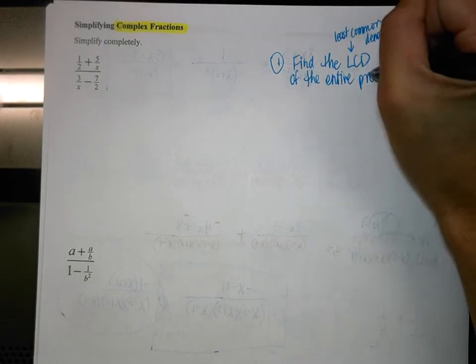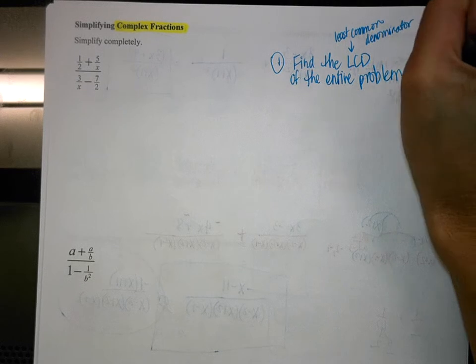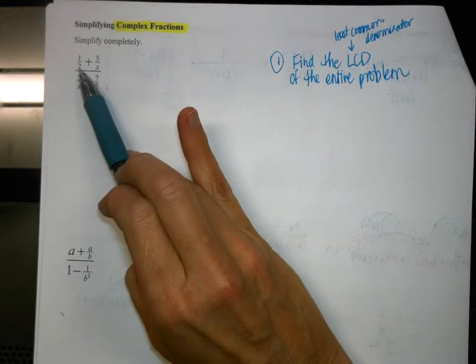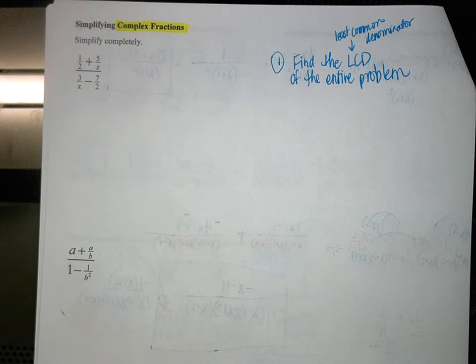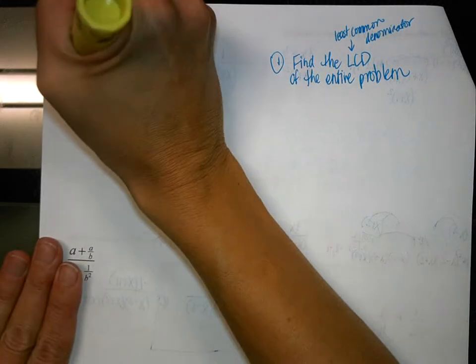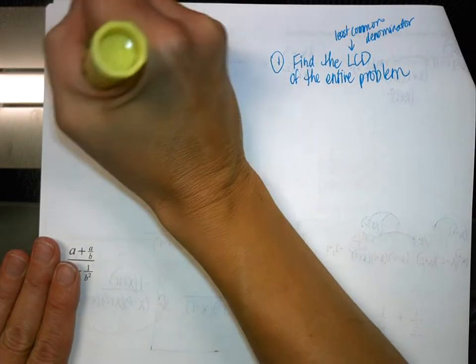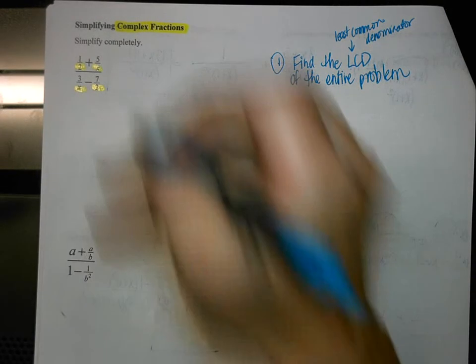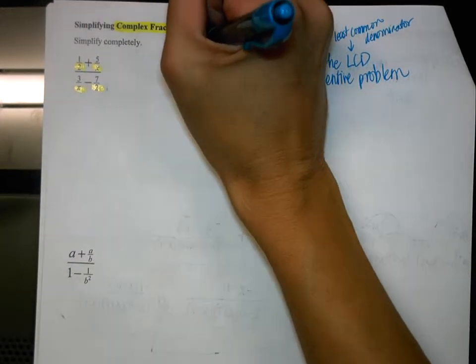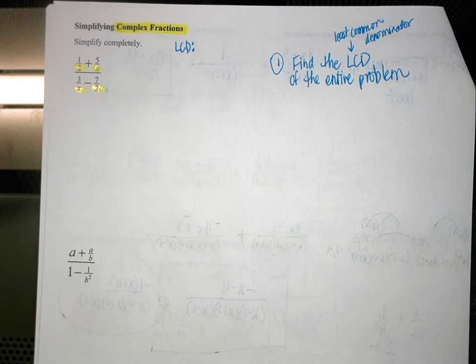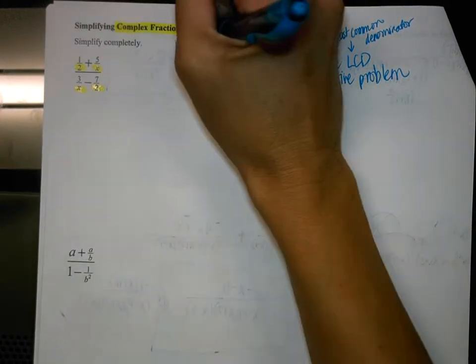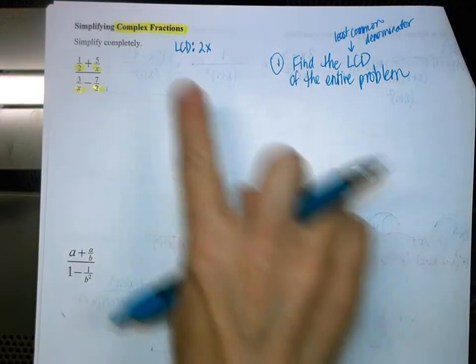So, what I mean by that, I'm going to show you right now. We're looking at this problem. Here's a denominator. In fact, I'm just going to highlight them real quick. So we have a 2, an x, and a 2. Those are all my denominators. So what would be the LCD for this problem? What would be my common denominator for this problem? 2x is the correct answer. Okay? So that is step 1. Find the LCD of the entire problem.